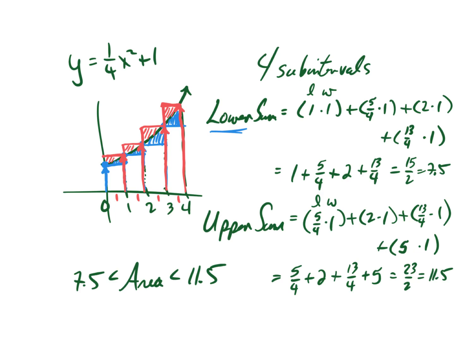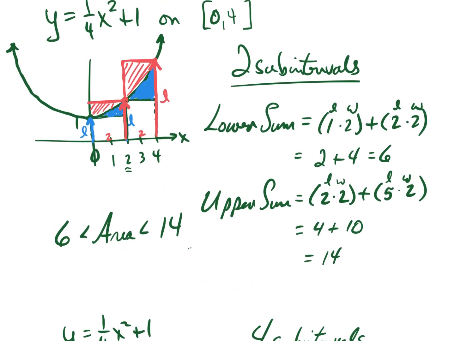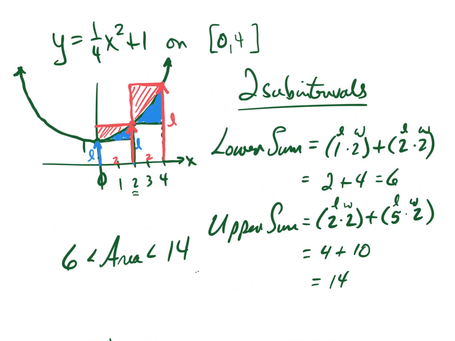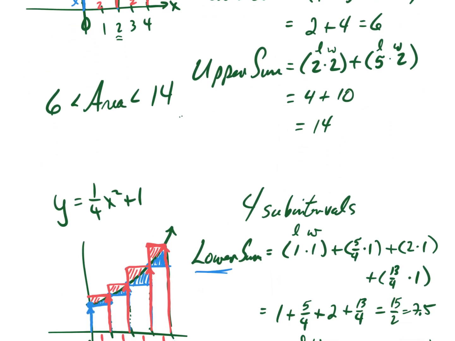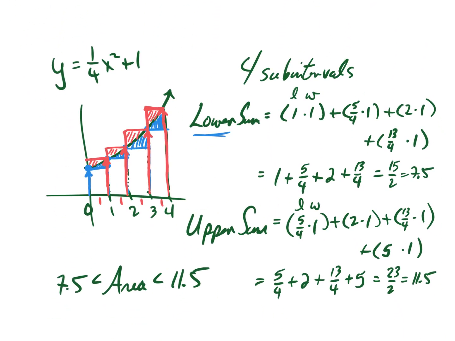All right? And if we scroll back, remember our range of values when we had 2 subintervals was 6 to 14. Our second range when we used 4 subintervals was 7.5 to 11.5. We essentially cut the interval where our actual area is in half. We cut it in half. And of course, what we're going to do in calculus is we're going to continue to increase the number of subintervals.